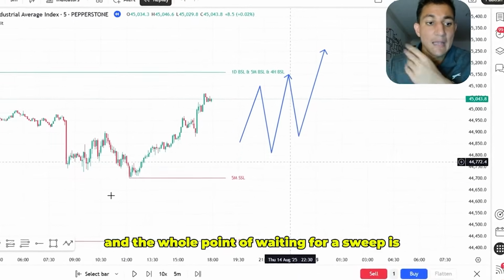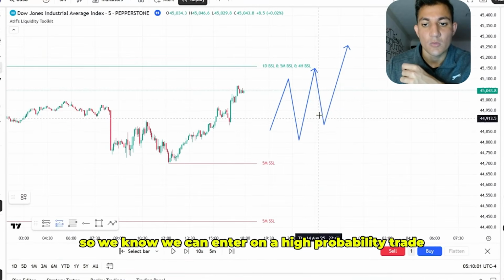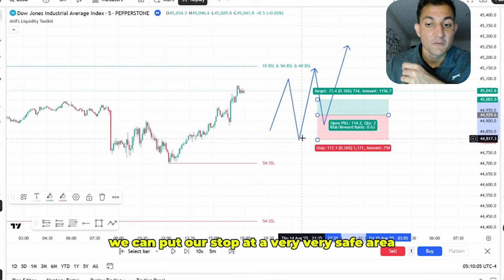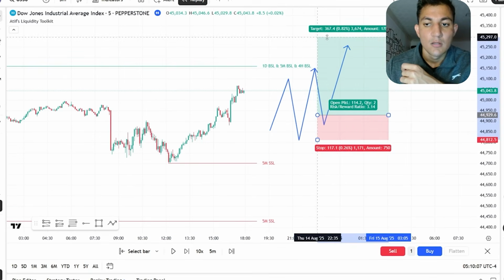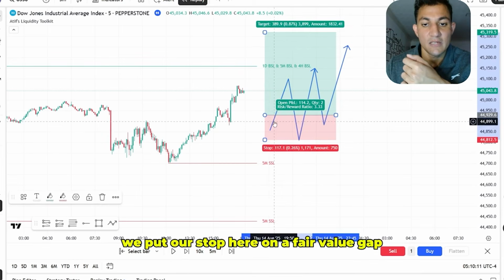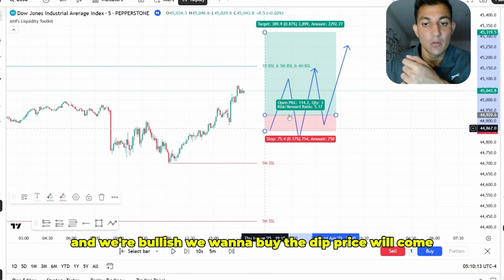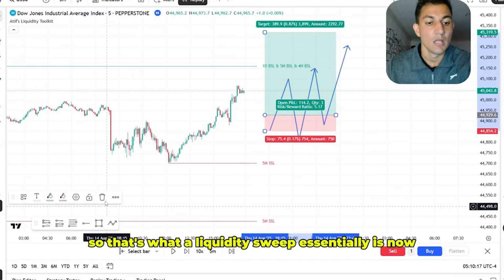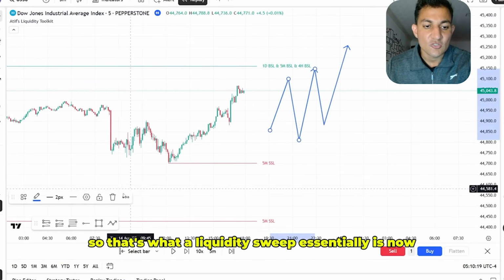So, the whole point of waiting for a sweep is so we know we can enter in a high probability trade, we can put our stop at a very, very safe area, and then we can target liquidity, right? That's the whole point, right? If we put our stop here on a fair value gap and we're bullish, and we want to buy the dip, price will come, take out our stop loss, and go straight to take profit. So that's what a liquidity sweep essentially is.